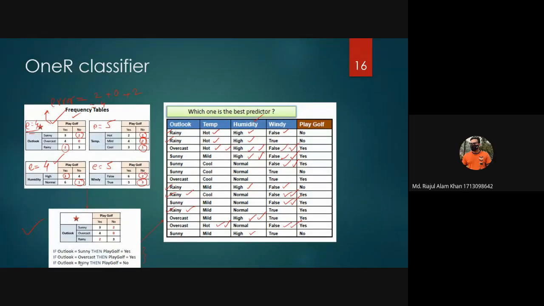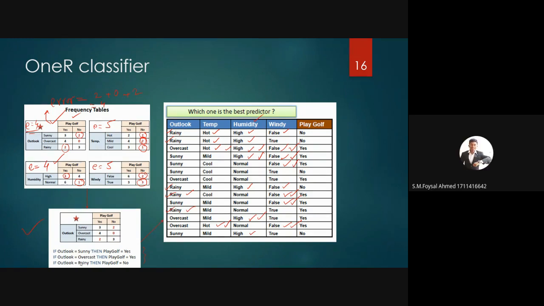Clear, sir? Yes, sir. So that's what we do in a OneR classifier. Now OneR is a better classifier for me than a ZeroR classifier, because at least this OneR classifier looks into the data set. It looks into the predictors, the features, right? ZeroR doesn't even look into that. Correct? Is that okay?